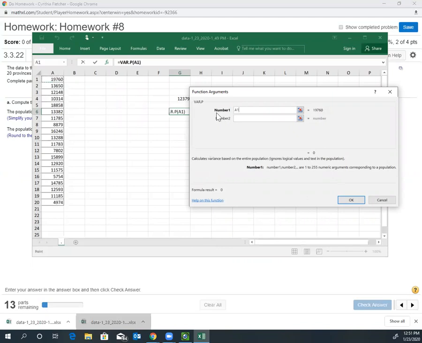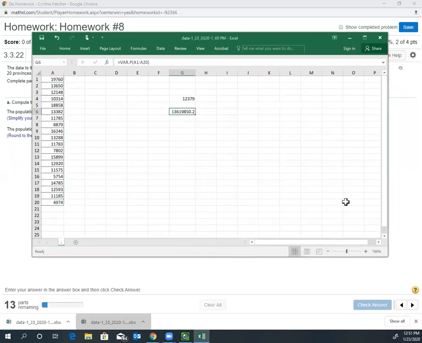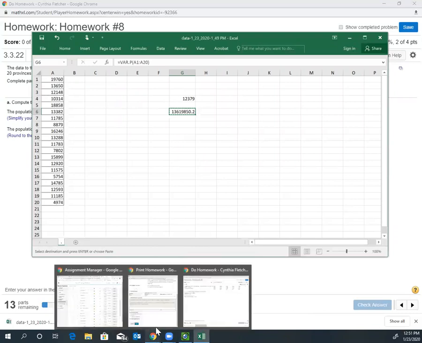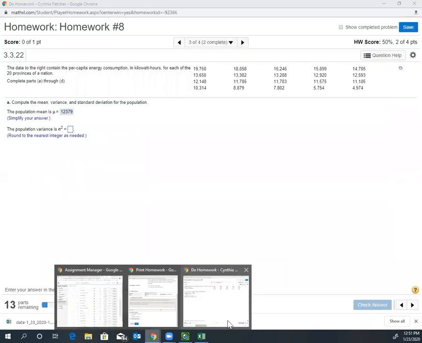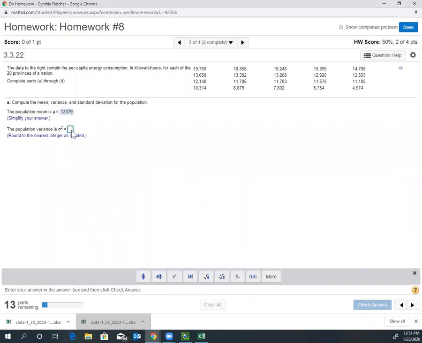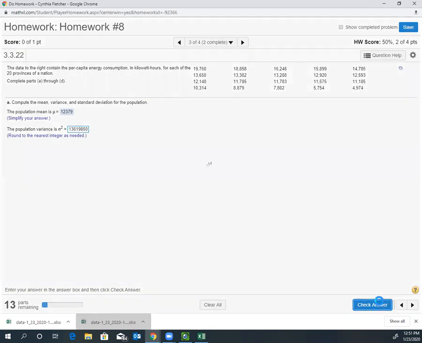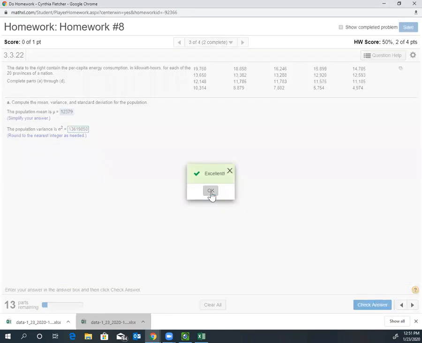Select the first cell, shift, last cell, click OK. I'm going to copy. I'm going to do a Control V, and it says round to the nearest integer. So I'm just going to take off my decimal. And check answer. That's my variance.